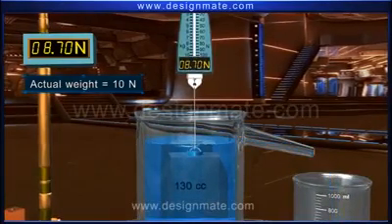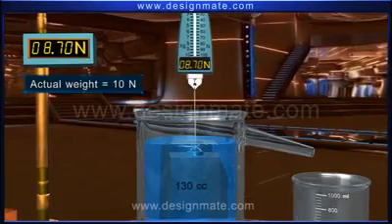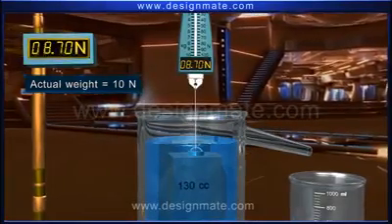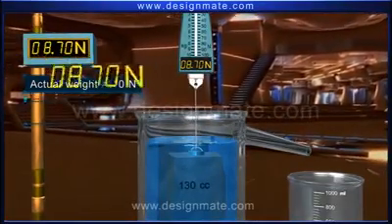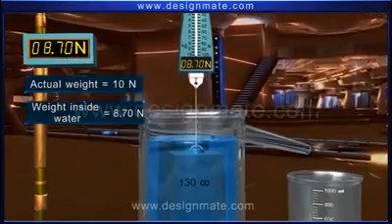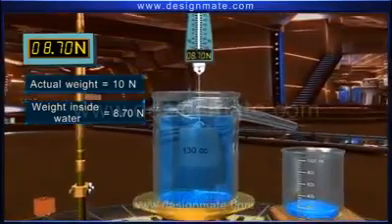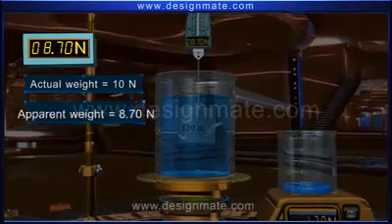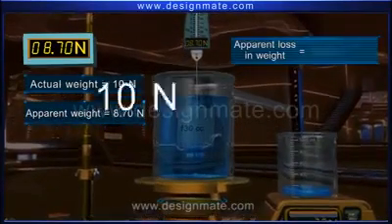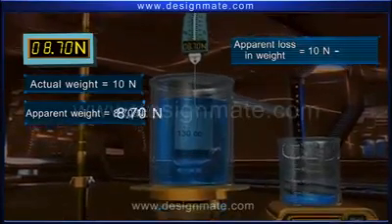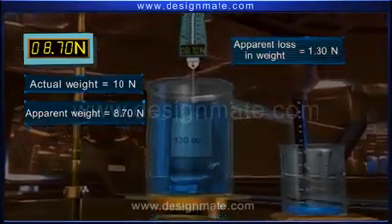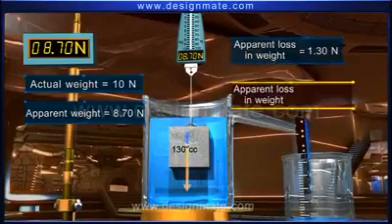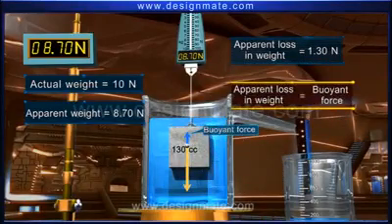Once the object is completely immersed in water, no more water flows out and the balance shows a steady reading. Note this new reading. It is 8.70 Newton. Hence, we can say that the object appears to be lighter inside the water. This weight is called its apparent weight in water. The object appears to have lost 10 minus 8.70 equals 1.30 Newton weight. We have previously learnt that this apparent loss in the weight is equal to the buoyant force that acts on the object.